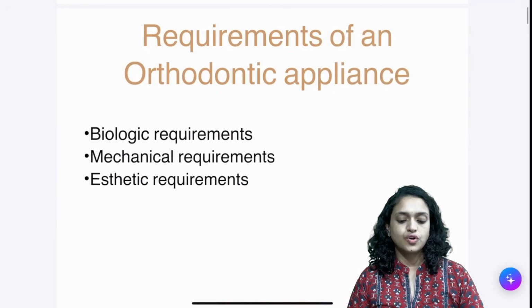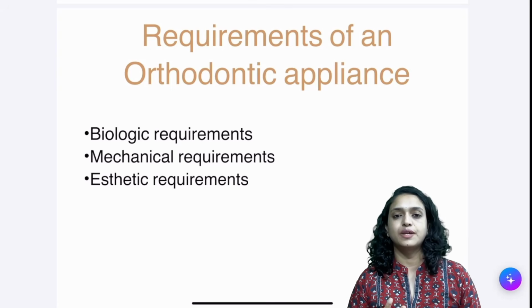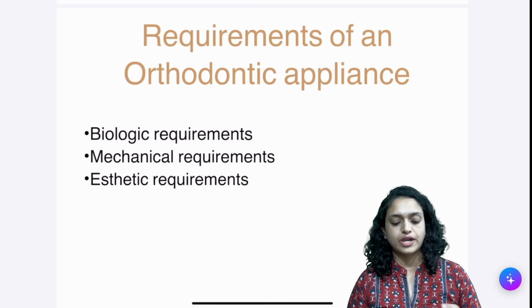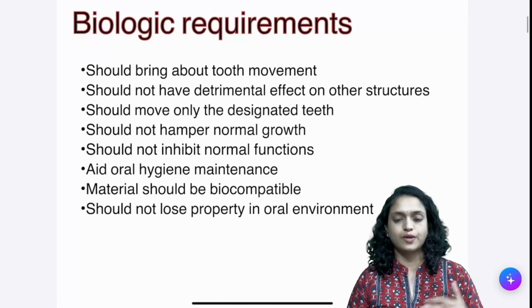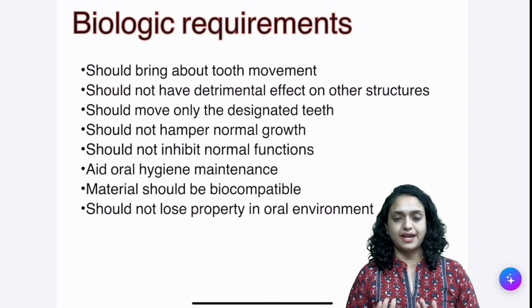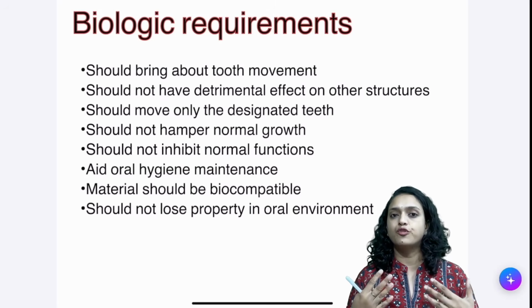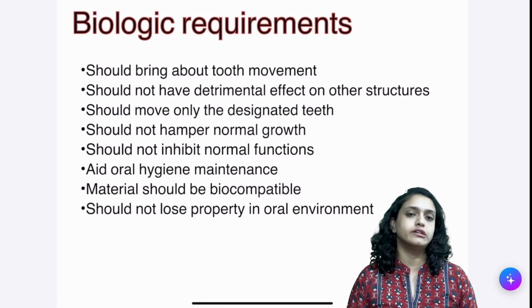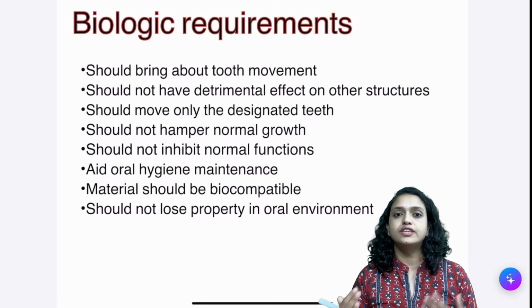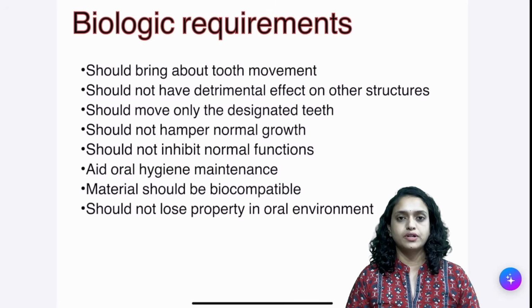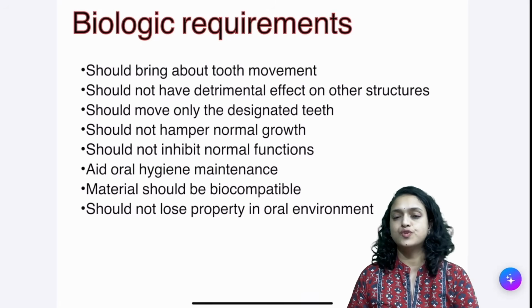The requirements of orthodontic appliances are basically of three types: biological, mechanical, and aesthetic requirements. So what are the biological requirements? Any orthodontic appliance material is going to be in your mouth for close to a year and a half. So certain biological properties should be inherent to those materials.